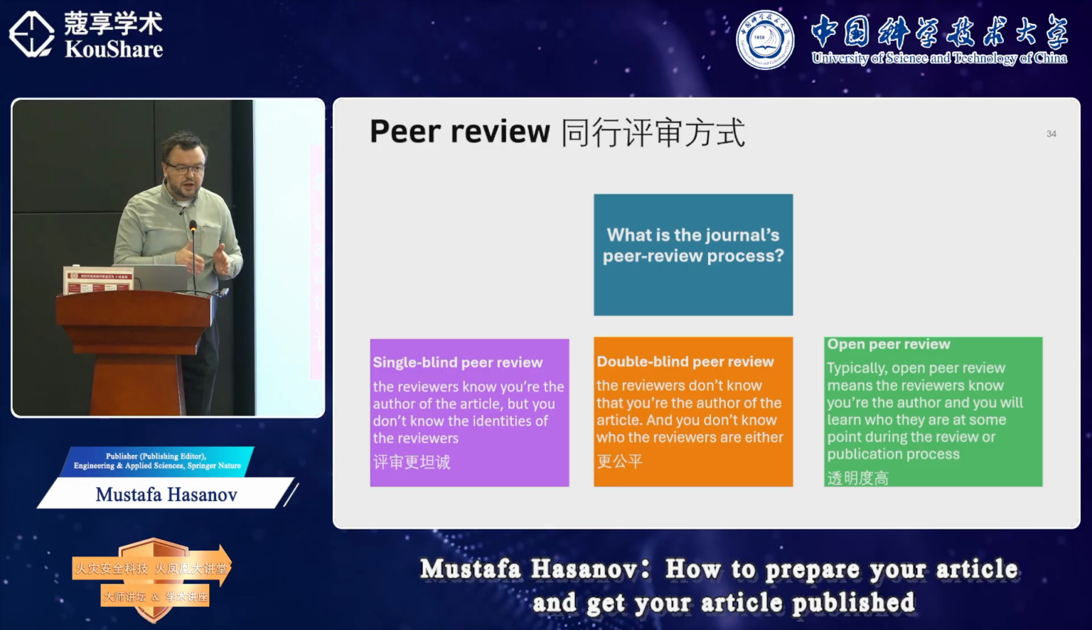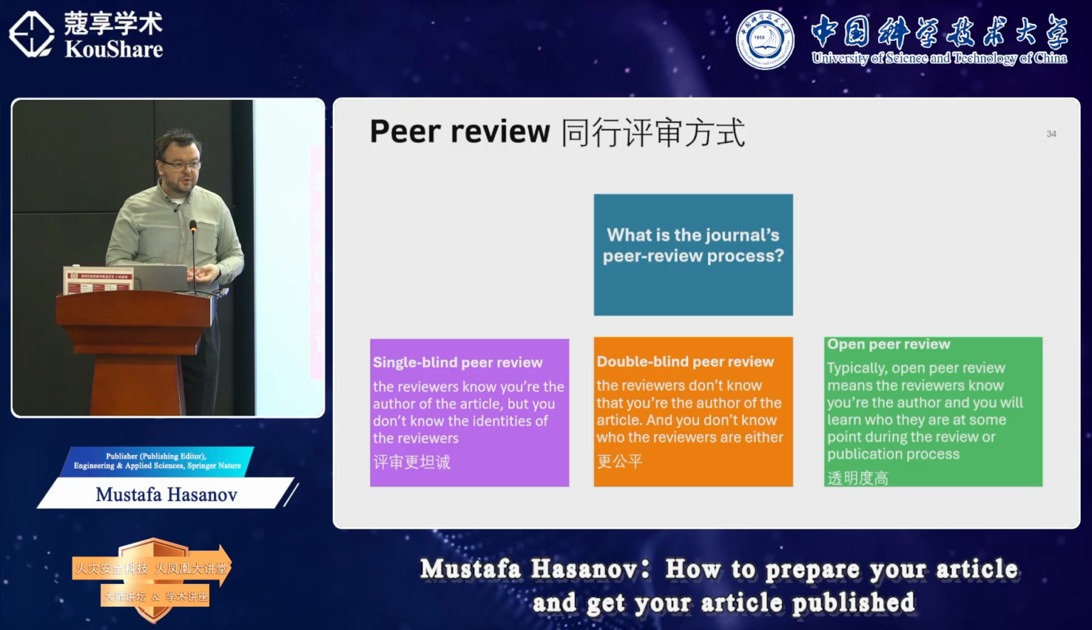There's the single blind peer review, where the reviewers know that you're the author. So if a journal says single blind peer review, that means that when you submit your article, the reviewer will see who you are. You will never see who they are. That's the rule. I mean, unless they cite a lot of the same references, then you know who this person is. But I'll talk about it later.